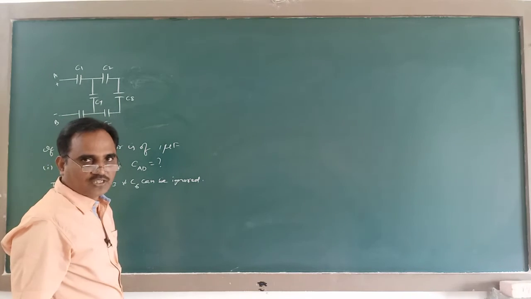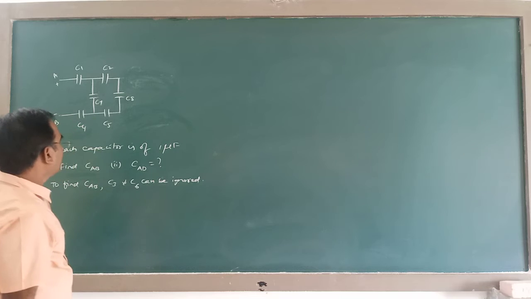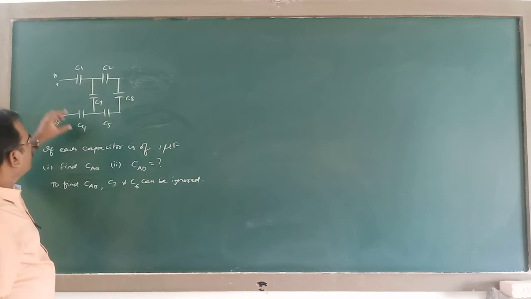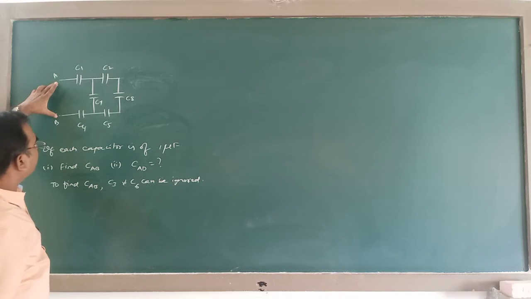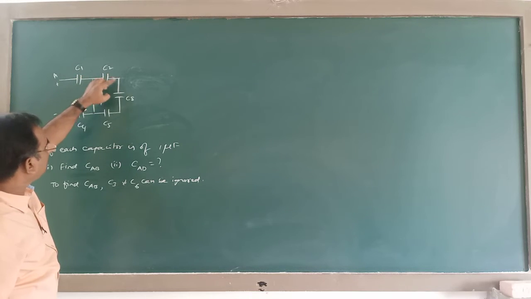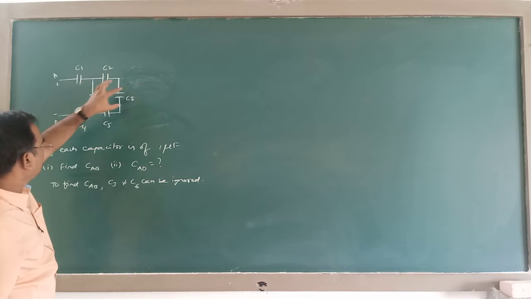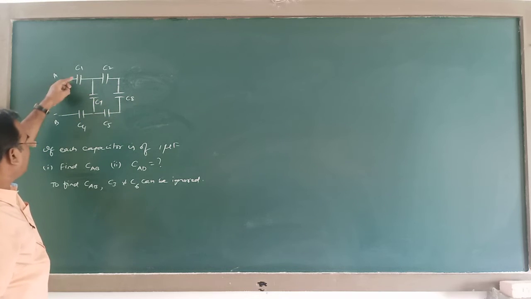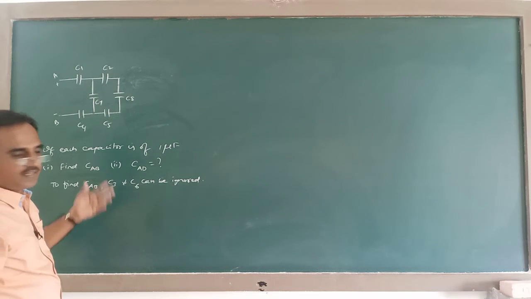These 2 capacitors are considered to be absent. Now, to find the effective capacitance across AB, across these 2 points, these 2 junctions, these 3 are in series. That one and this one are in parallel, then again in series. So you find the effective capacitance.